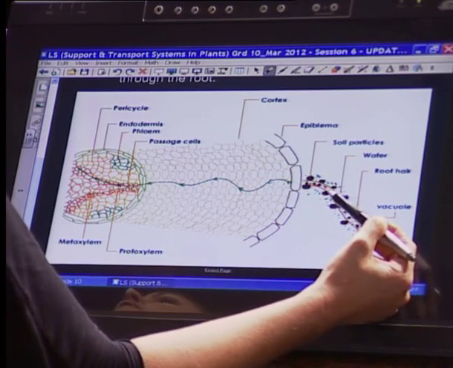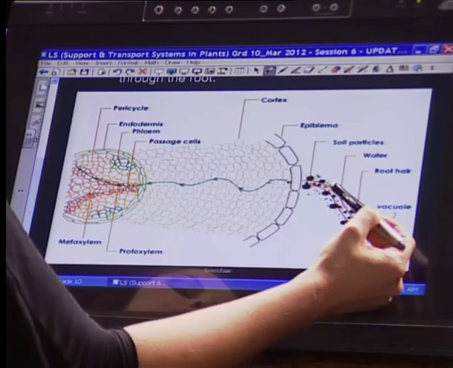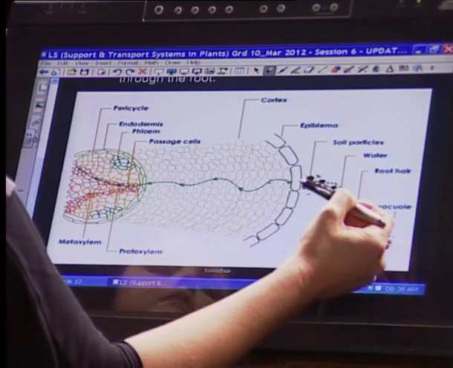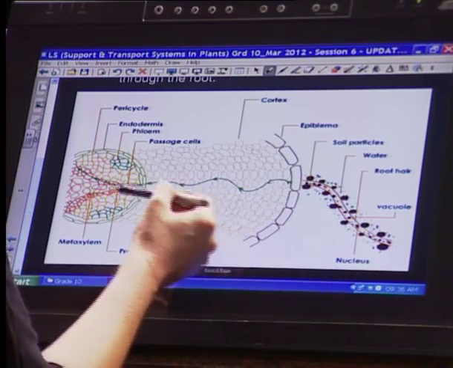Water moves, you remember the concept of osmosis, where water moves from a higher concentration to a lower concentration, and the water moves from the soil where it's a high concentration into the root hair, and then it goes through the epidermis, through your parenchyma cells, right into your xylem. So I mentioned that this is the pathway of water through the soil, through the root, right into the stem.